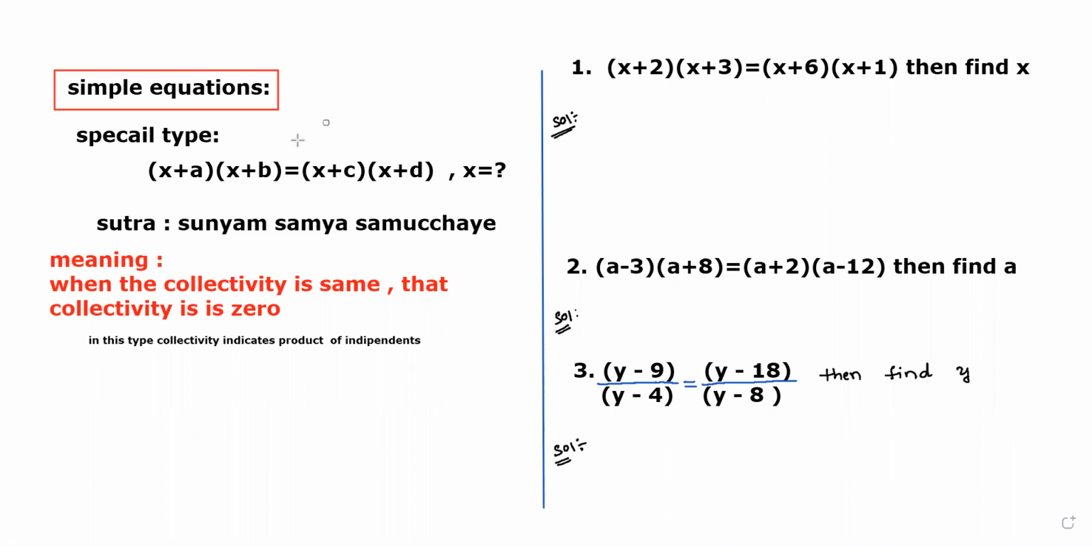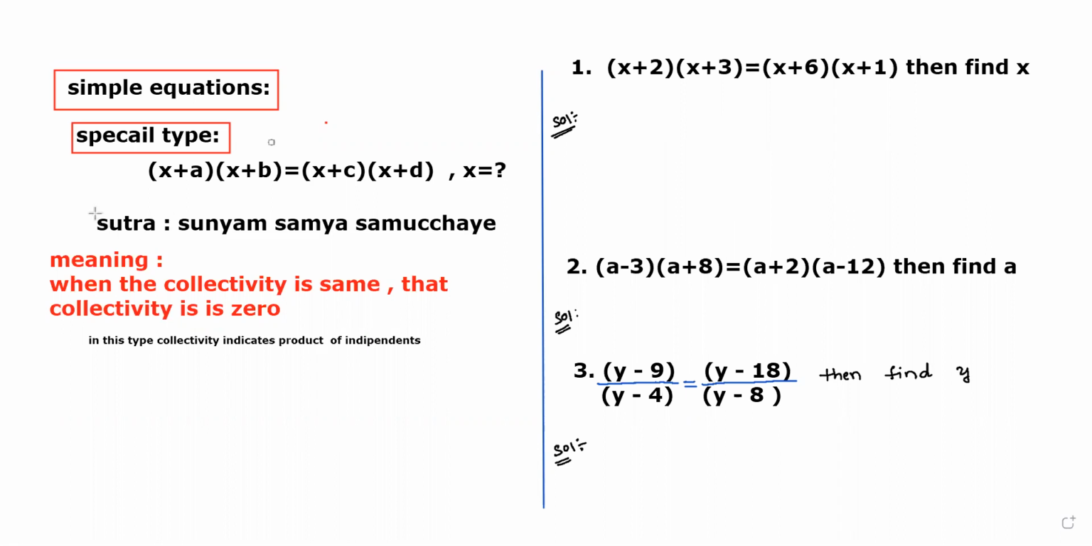So in the simple equation, today we are dealing with a special case. There are many special cases in the simple equation, and in that we have selected one case. The case is (x + a) multiplied by (x + b) equals (x + c) into (x + d). When questions are of this type, we have to find the x value by using a Vedic Sutra.